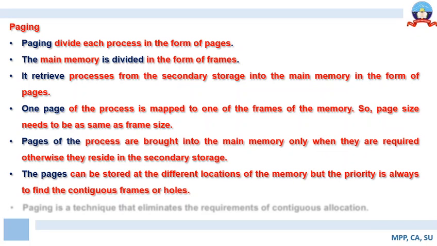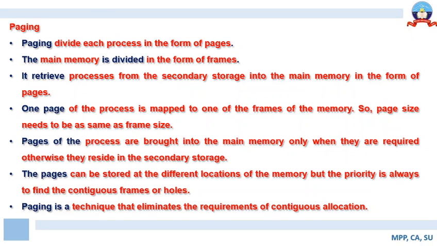The pages can be stored at different locations of the memory, but the priority is always to find continuous frames or holes. So here, pages belonging to a process can be stored at different frames in the memory, but the priority is always to find continuous frames. This implies that paging does not mandate allocation of continuous bytes of memory to the frames belonging to a program. So this is one of the biggest advantages of paging.